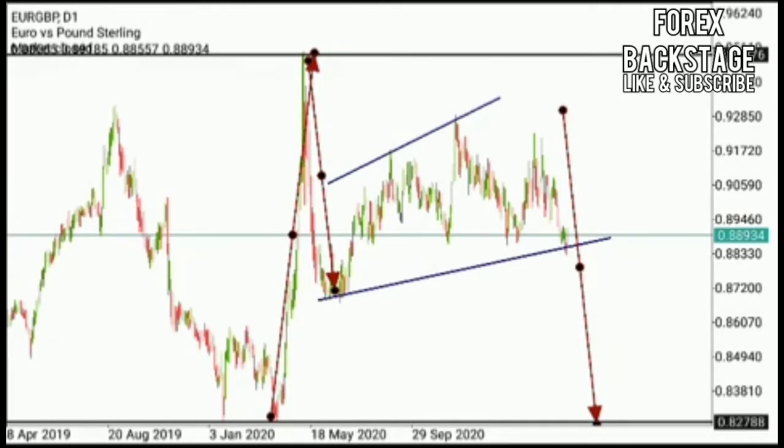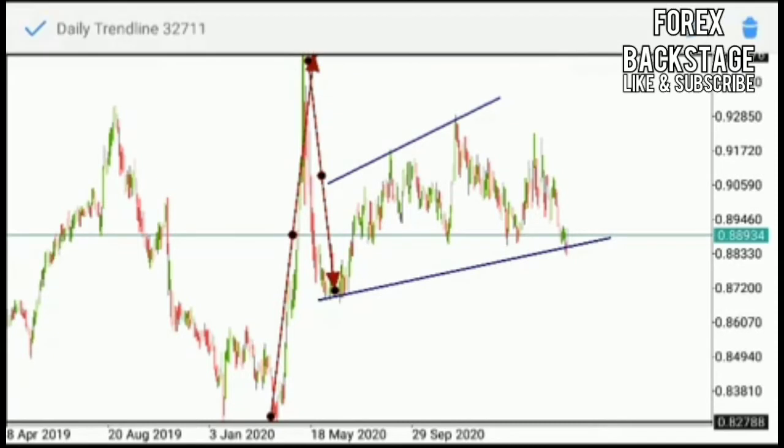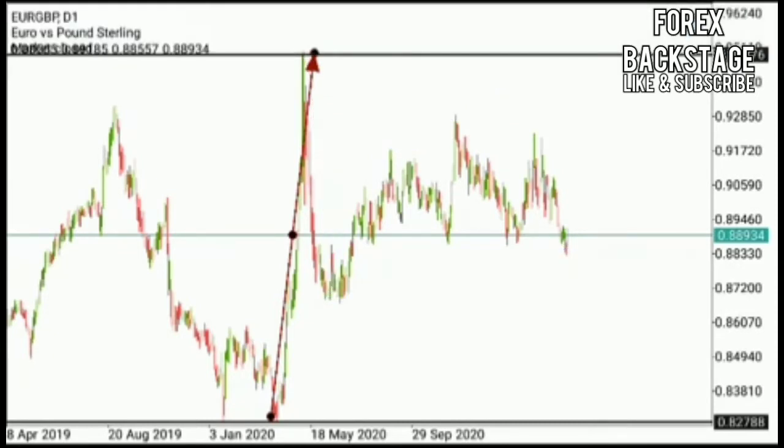You see, we had a strong impulse, a retraced impulse. Now we are in a corrective structure. So let me delete all this. This is just to give you a clue about the market, where the market is heading for a long term.